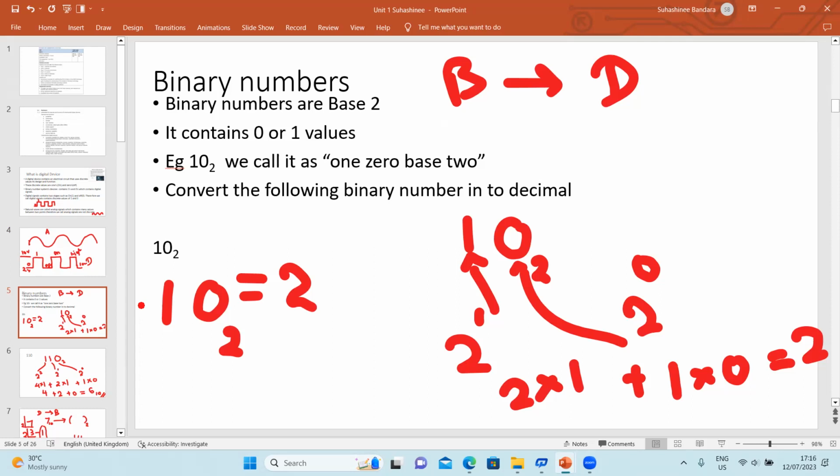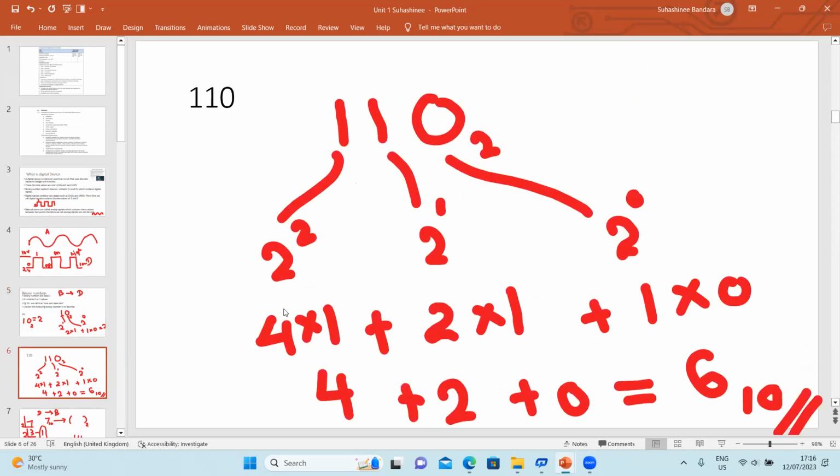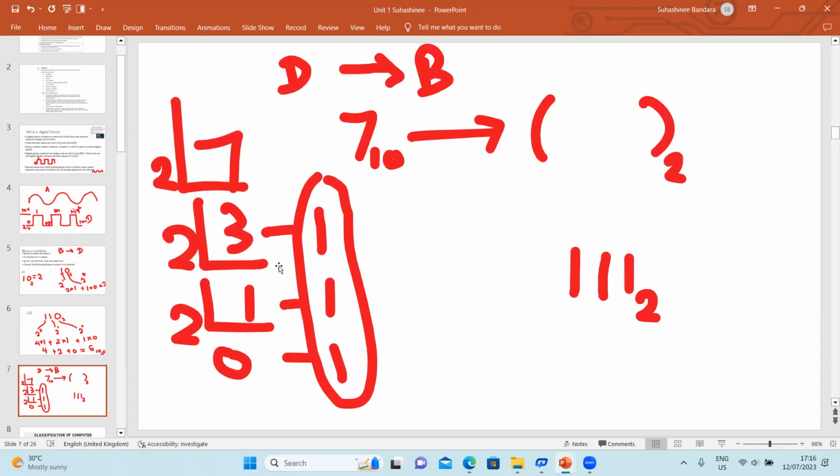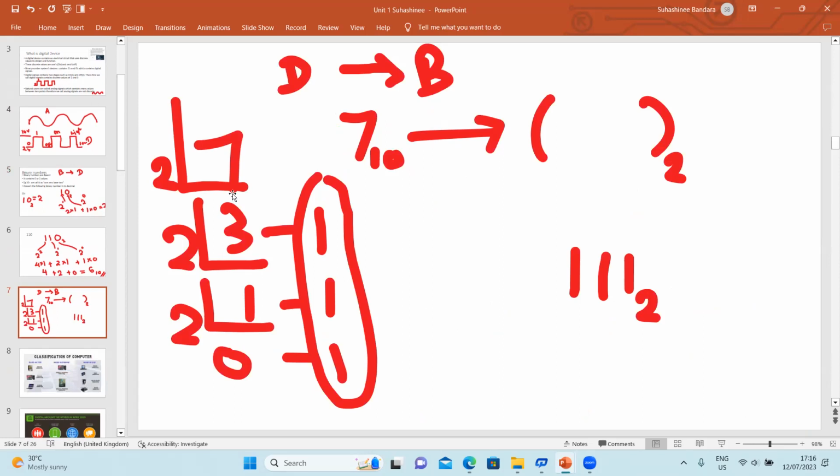Binary numbers contain the place values 2 to the power 0, to the power 1, to the power 2, like that. So let's take another number, number 7. Number 7 we can convert into binary by dividing by 2: 3, 1 remains. 3 divided by 2, 1, then 1 remains. 1 divided by 2, 0, 1 remains. So the remainders from down to top, we write 1, 1, 1.